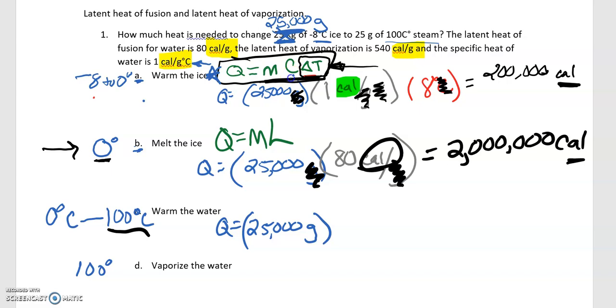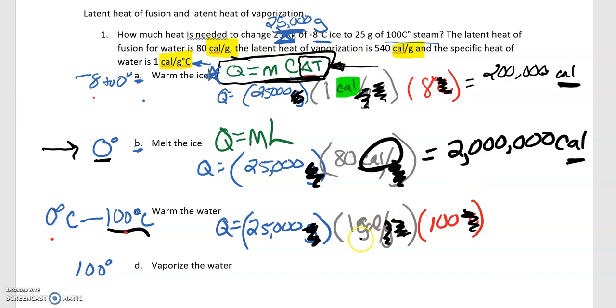Our specific heat is still 1 calorie per gram degree Celsius. I'm trying to use the same colors here. There we go. And now our change in temperature, our delta T, we're going from 0 to 100 degrees, so that is a change in temperature of 100 degrees Celsius. Okay, check my units: grams in the numerator, grams in the denominator, Celsius in the denominator, Celsius in the numerator, and again, it just leaves me with calories, so I can go ahead and multiply that all together.